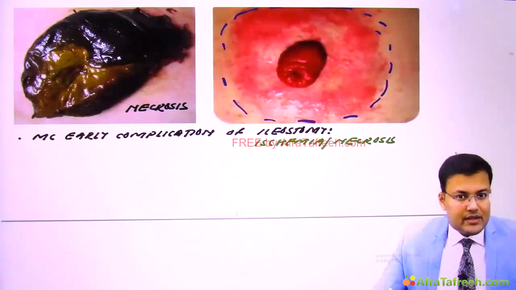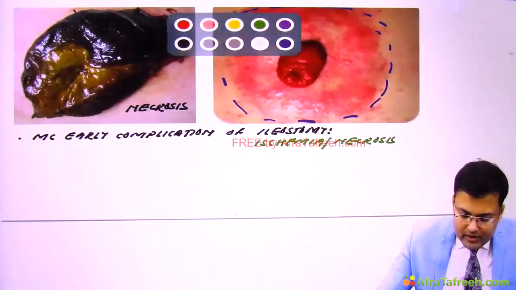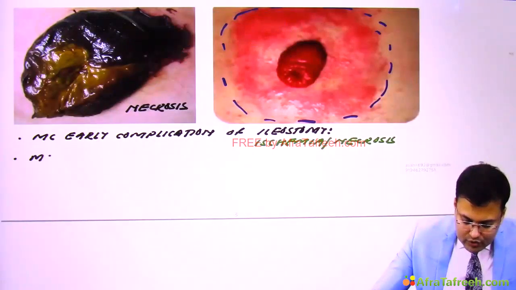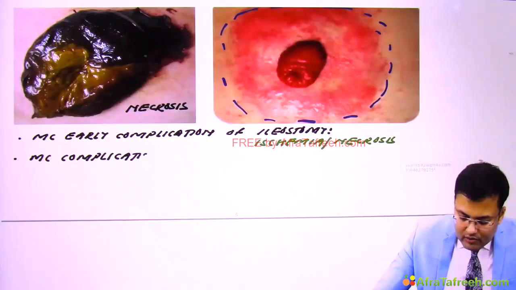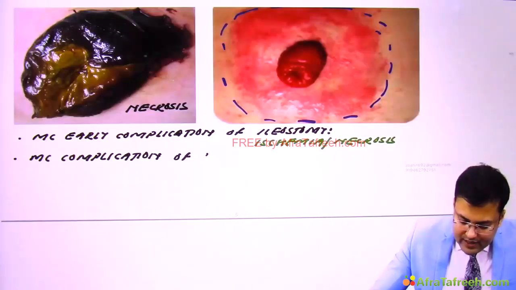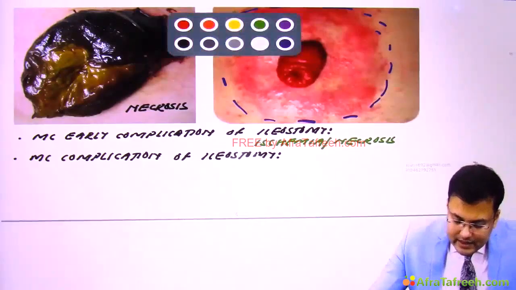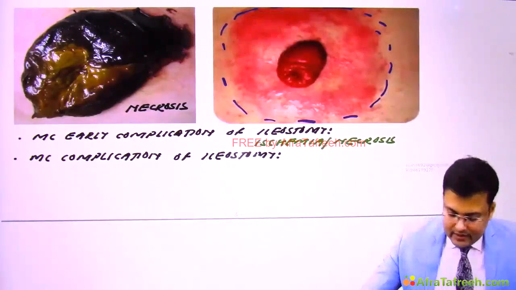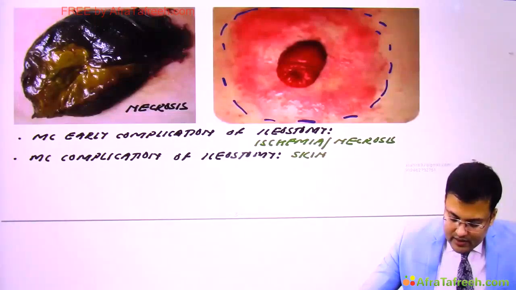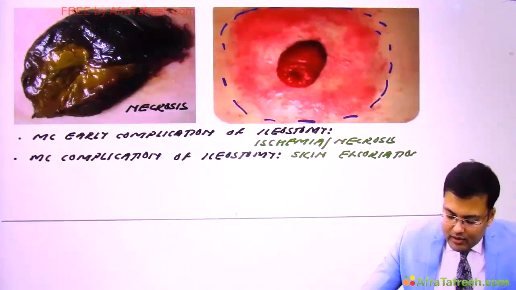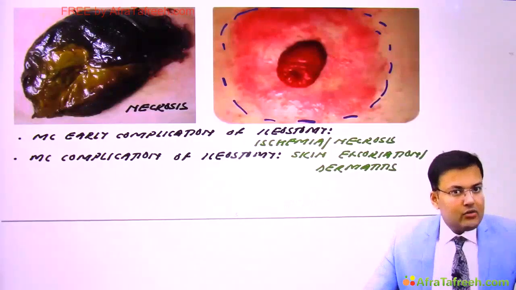Clear? And the second question: here you can see there is dermatitis or excoriation of skin. You have seen these patients in the ward. So overall, the most common complication of ileostomy, clear? is skin excoriation or dermatitis. So these are the one-liner questions related to ileostomy.